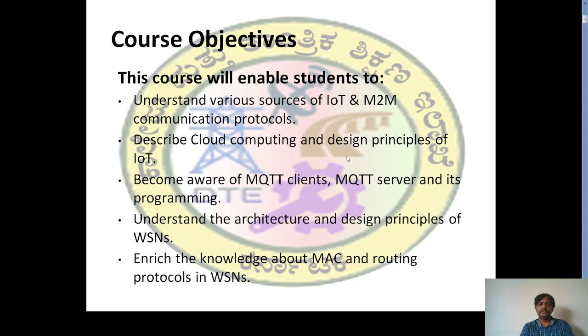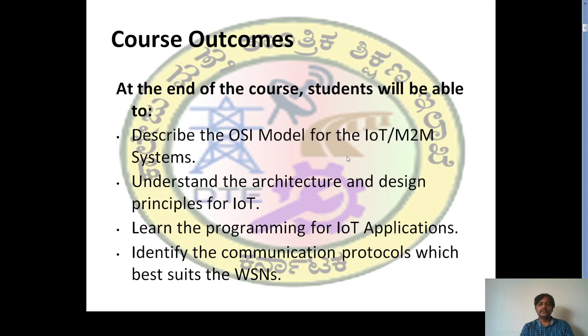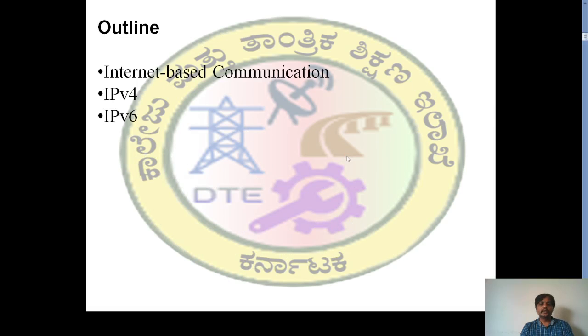These are course objectives. At the end of the course, the students will be able to describe the OSI model for the IoT systems or M2M systems, understand the architecture and design principles for IoT, learn the programming for IoT applications, identify the communication protocols which best suit the WSNs. These are course outcomes. In this session, we are going to discuss internet-based communication, Internet Protocol version 4 and Internet Protocol version 6.